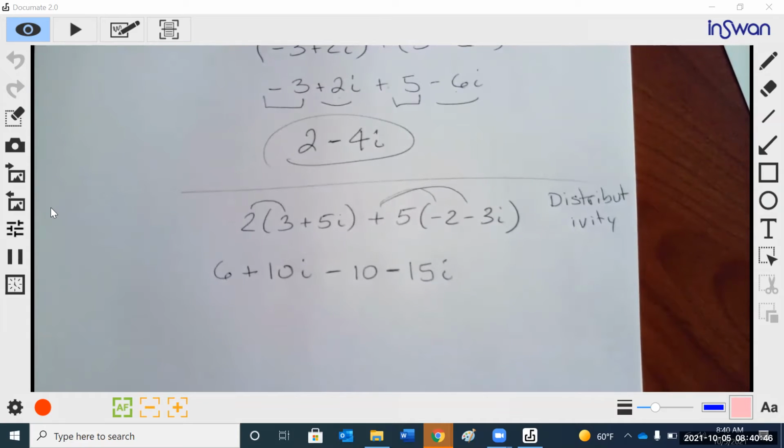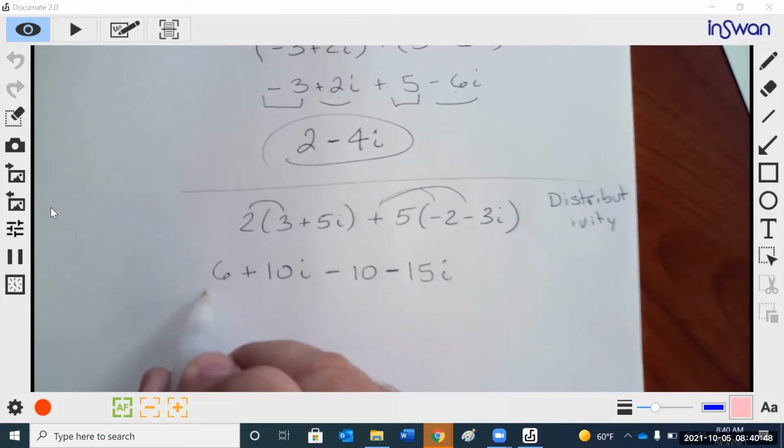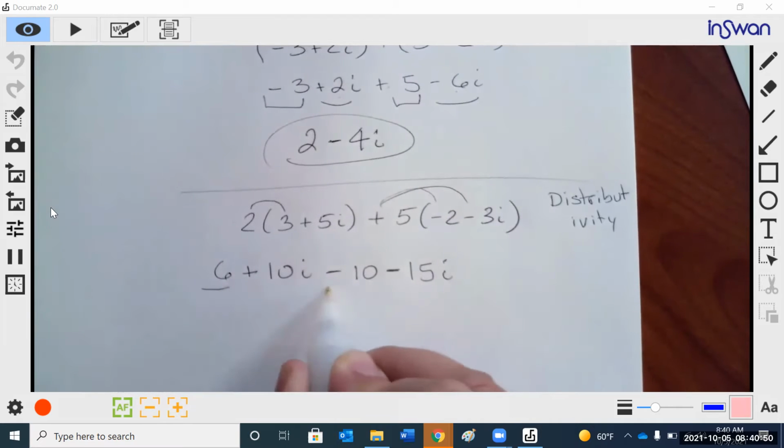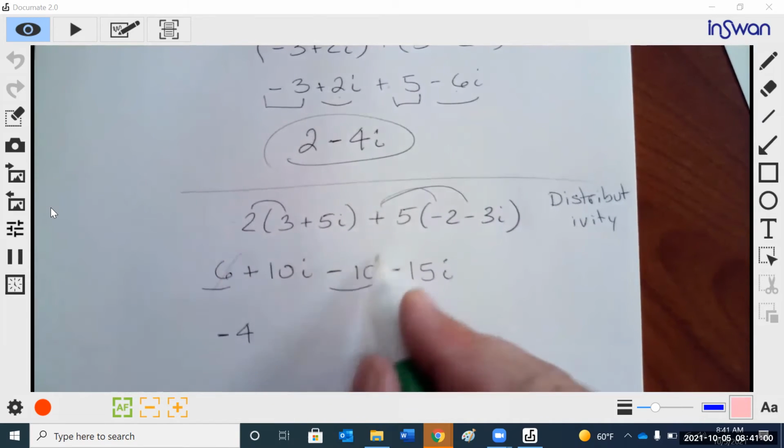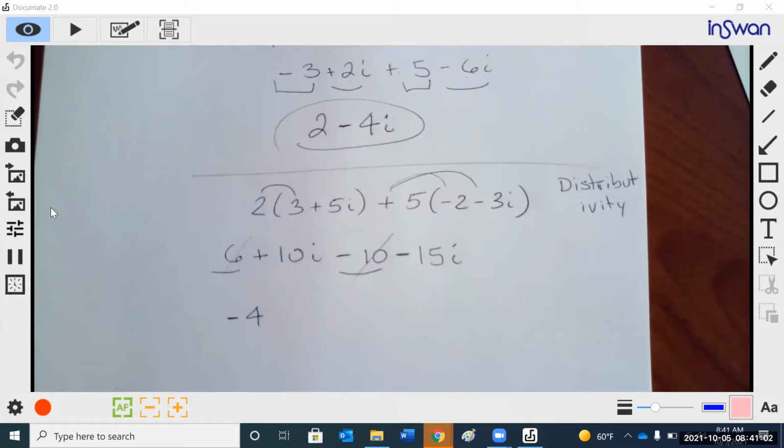Combine like terms. Positive 6 minus 10. 10 is bigger, so it's negative. 10 minus 6 is 4. That gets rid of those guys. 10i minus 15i. 15 is bigger, so it's negative. 15 minus 10 is 5.